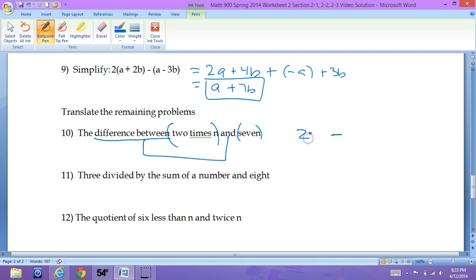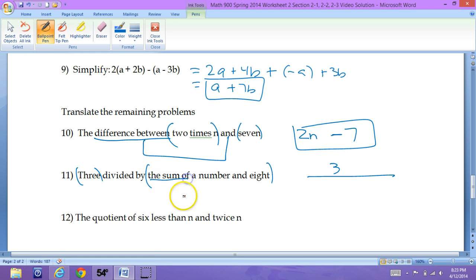2 times n. So 2n you can do, or you can do 2 parentheses n, but simplified is just 2n, and 7. 3 divided by, okay, so 3 is being divided by stuff. So it's 3 divided by stuff. What is it divided by? The sum of two numbers, the sum of something and something. So the sum of a number and 8, the sum of a number and 8. Okay.